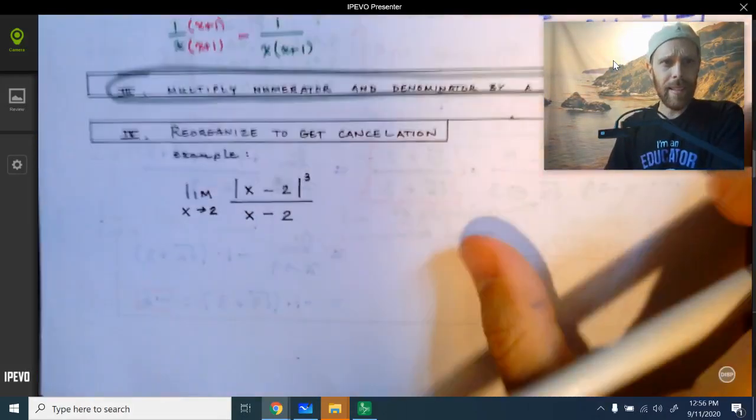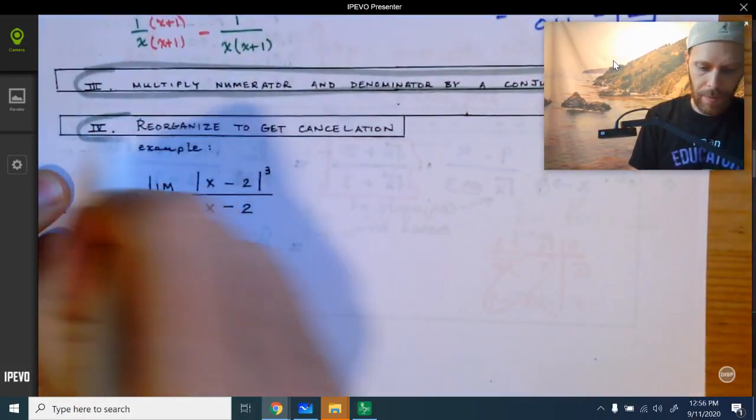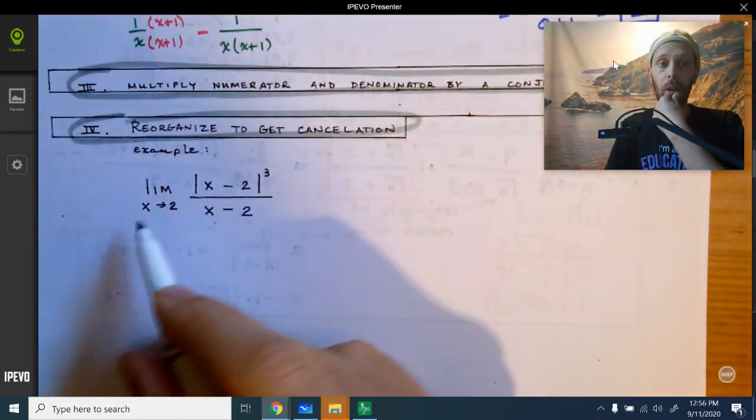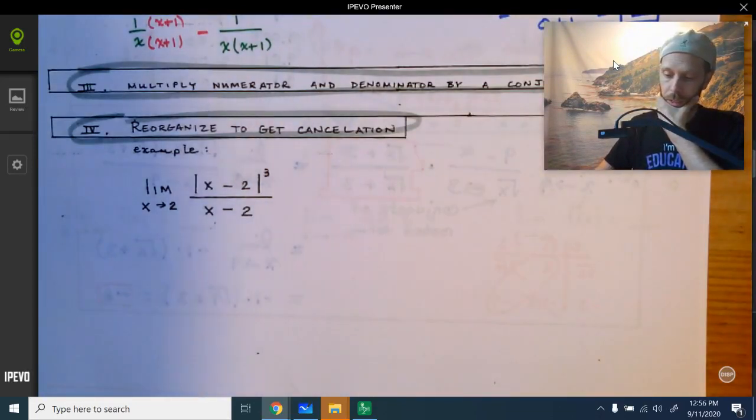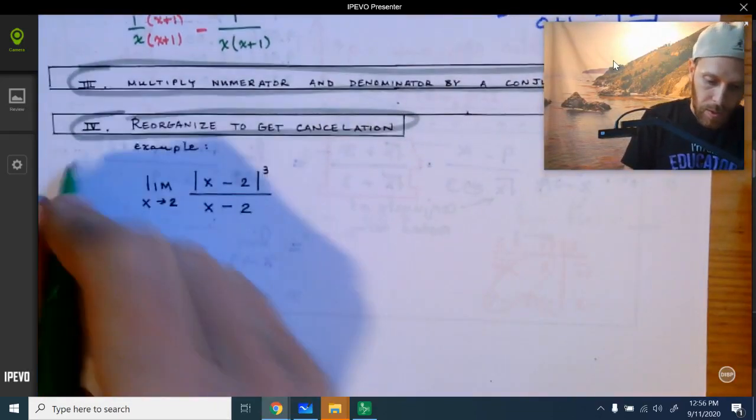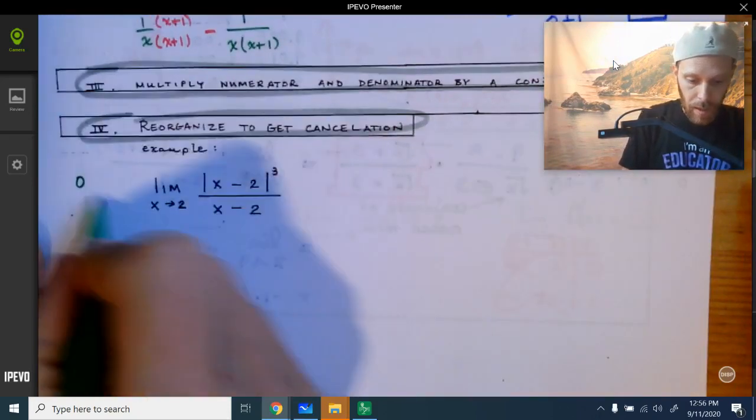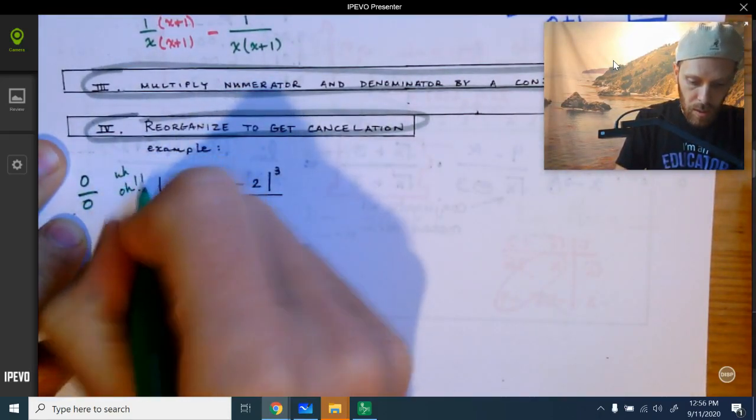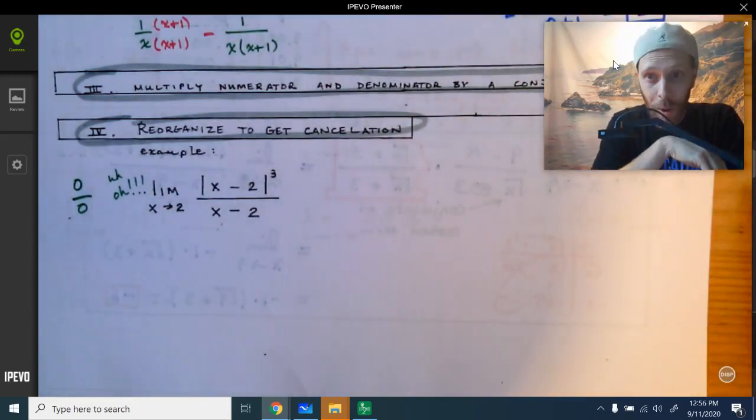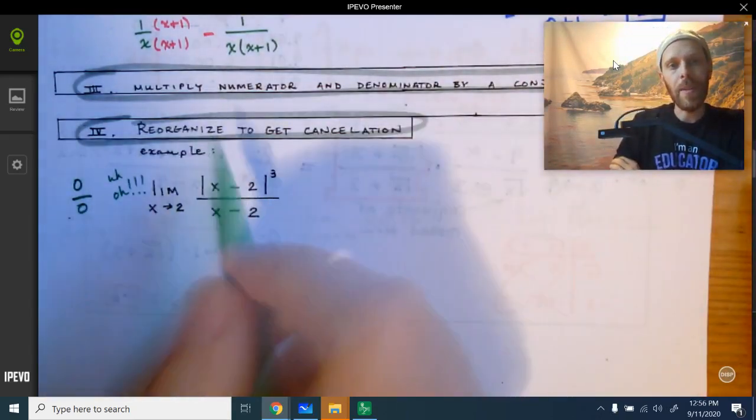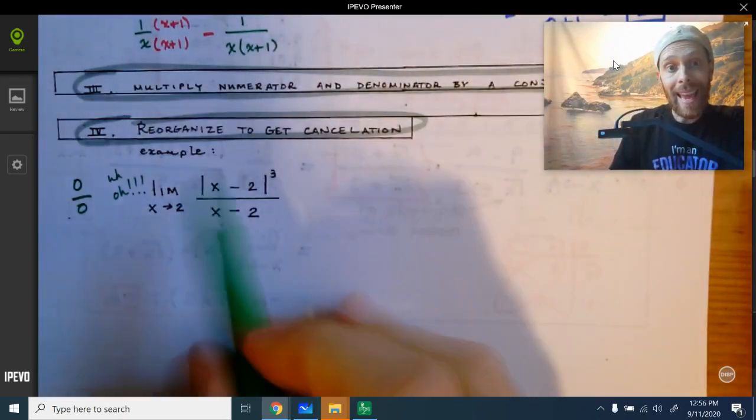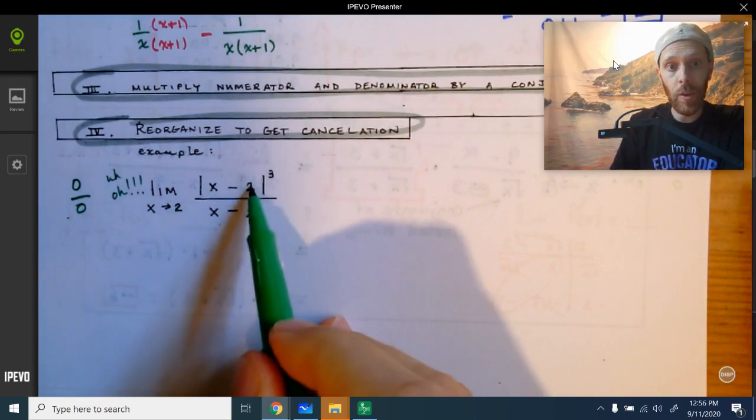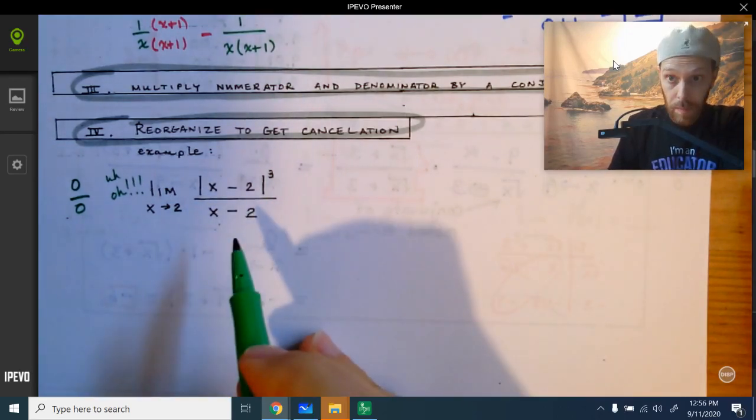Now here is kind of a tricky one. This is one where we're going to have to reorganize. Here's my first question for you. What do we get when we plug 2 in? Now let's see. 2 would give us a 0 up here and a 0 down here. Uh-oh. It's an indeterminate form. Well, we know that we must need to cancel something. Can we cancel an absolute value of x minus 2 with an x minus 2?